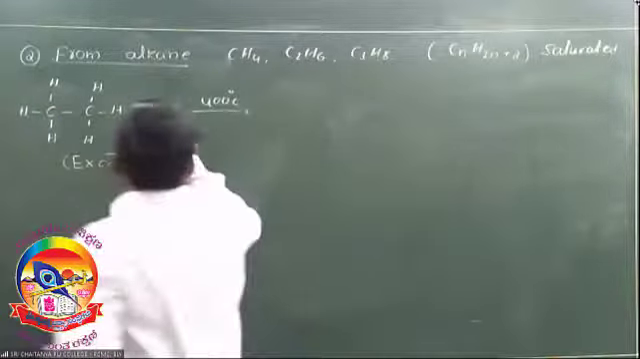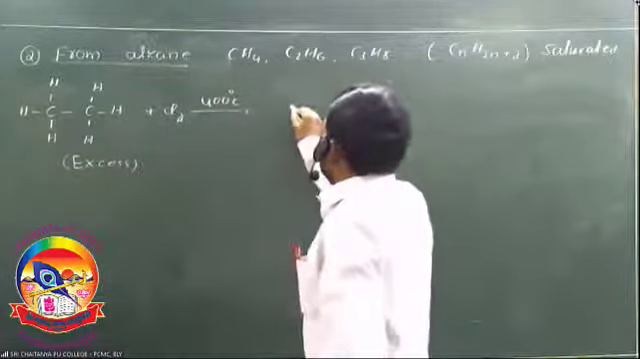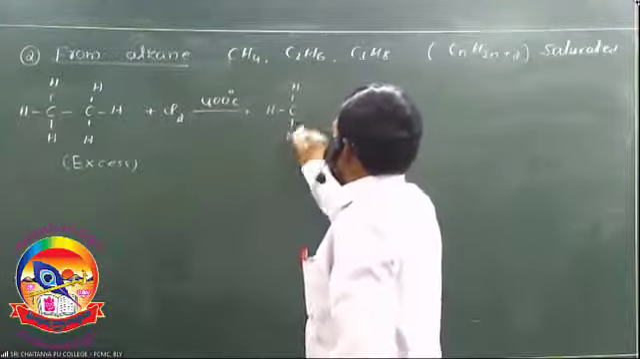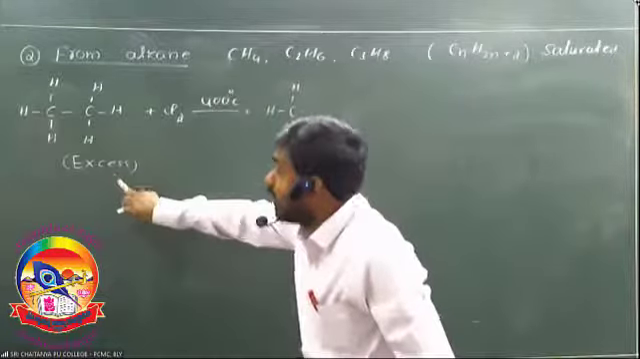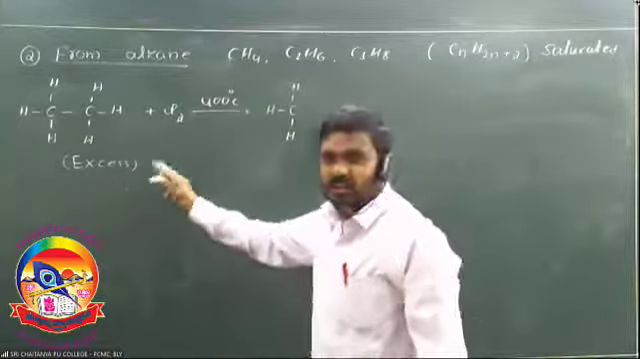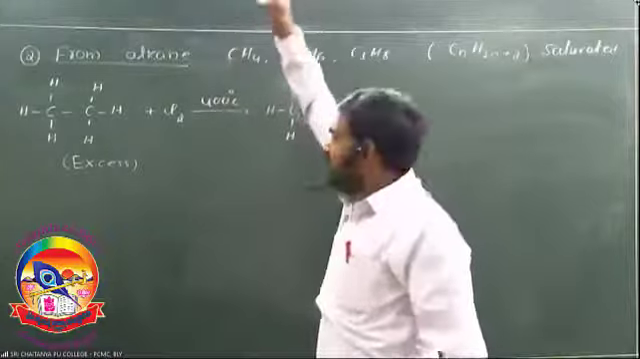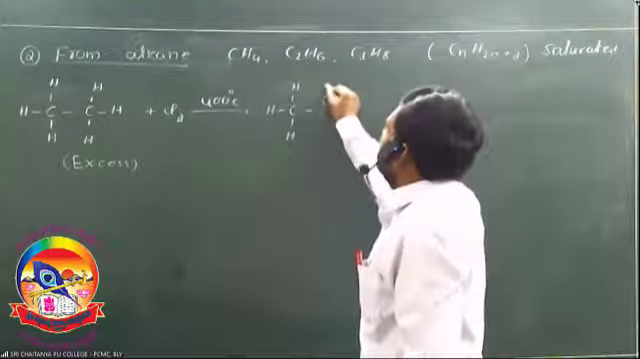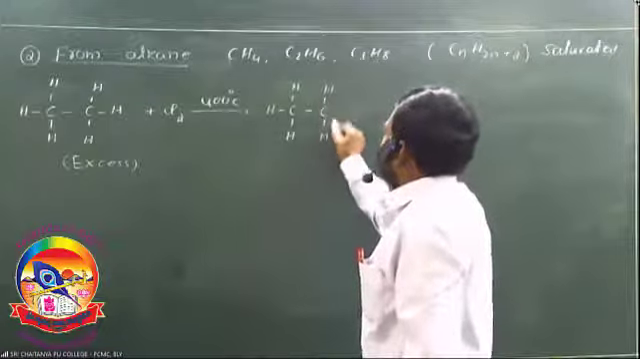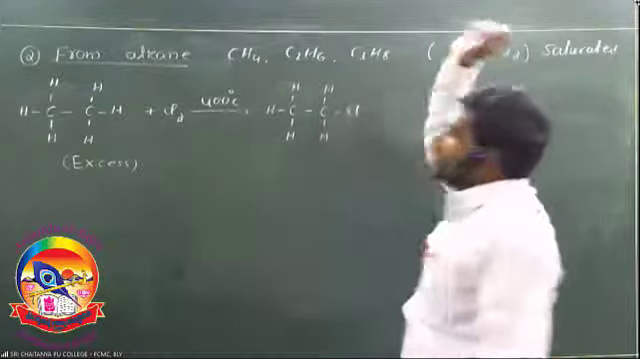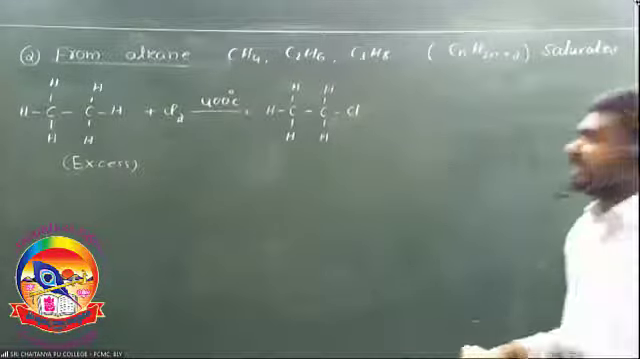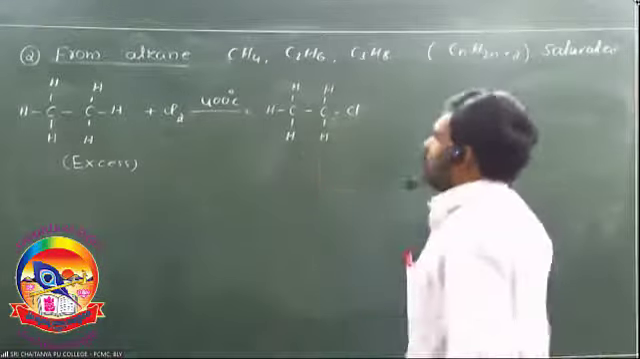So this hydrogen is replaced by Cl, and here it gives ethyl chloride. So control the ratio of alkane and chlorine. If you take excess of ethane and less amount of chlorine, then ethyl chloride, CH3 CH2 Cl, is obtained.